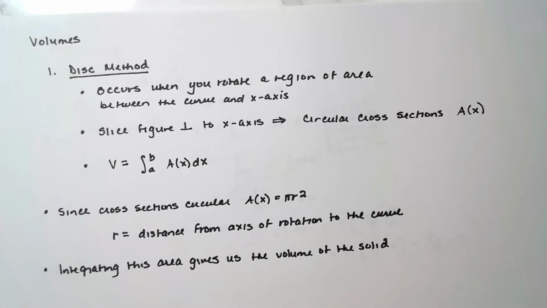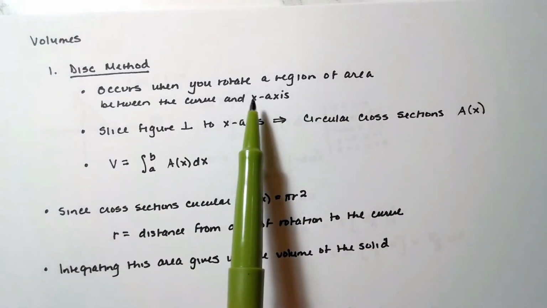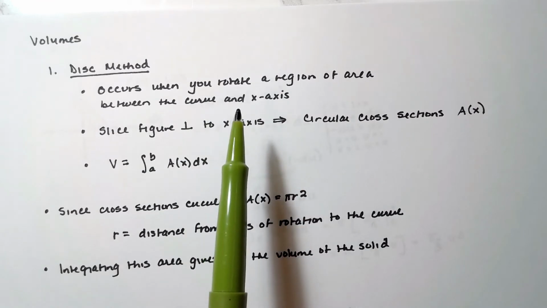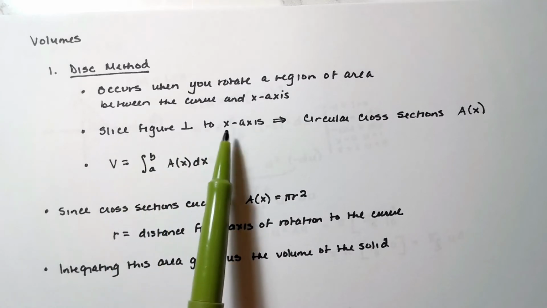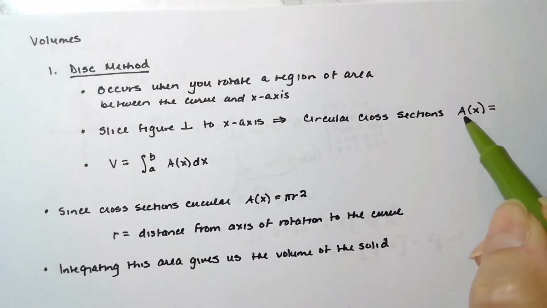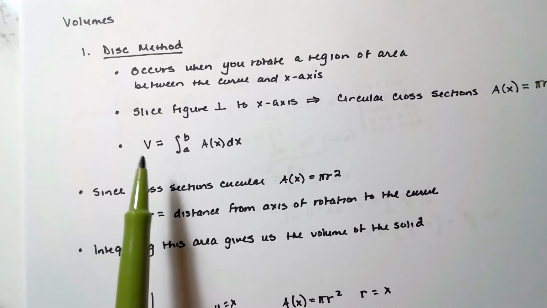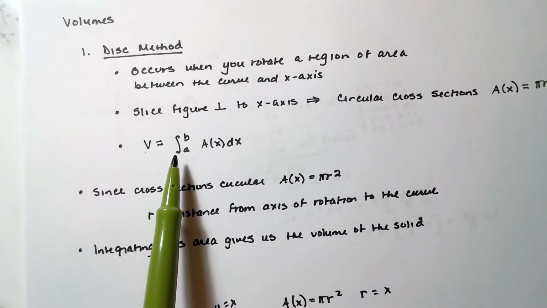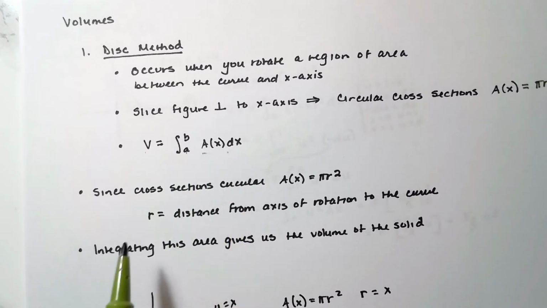So I put some notes here. The disk method occurs when you rotate a region of area between the curve and the x-axis. So it's like solid area between that function and the x-axis. When you slice the figure perpendicularly to the x-axis, you get a circular cross-section. And I should put here that the area function is denoted A of x, and it's pi r squared because that's the area of the cross-sectional face of that circle. So if we want to find the volume, then we just integrate the area from a to b, whatever limits they give you. So the antiderivative of area is going to give you volume.